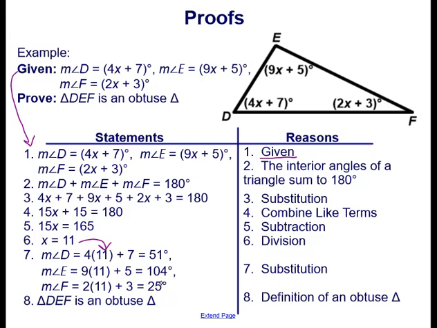So remember, what's the goal? We're trying to prove that the triangle is an obtuse triangle. So now, are we able to do that, or do we need to keep going with more statements? You should say, no, we're all good. We can have that last statement be what we were trying to prove, that triangle DEF is an obtuse triangle, because the measure of angle E, 104 degrees, is greater than 90 degrees. And again, that's the definition of an obtuse triangle.